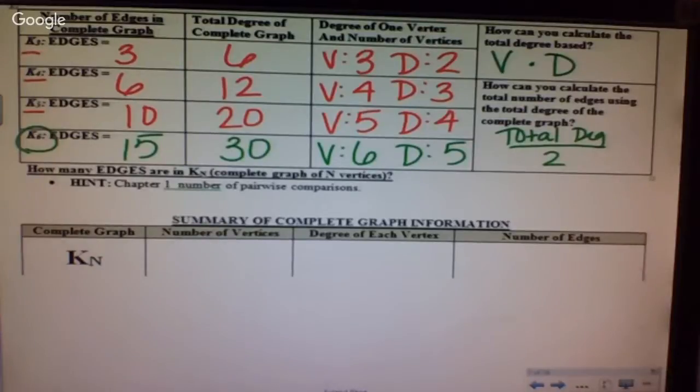So, if I have a complete graph, your number of vertices is technically n. Do you guys prefer to just call it vertices and degrees instead of using n? Do you think n's going to confuse you? Okay. So, to get the degree of each vertex, you take your vertices and subtract 1. We'll stick with v minus 1. To then get your number of edges, I need the total degree divided by 2.